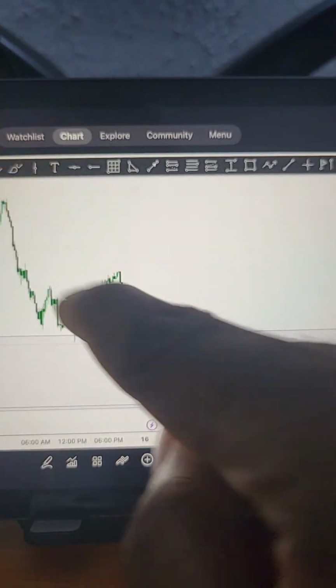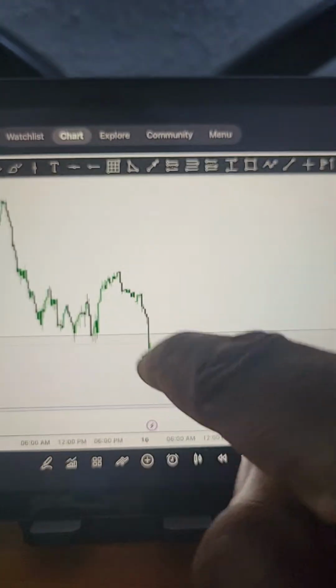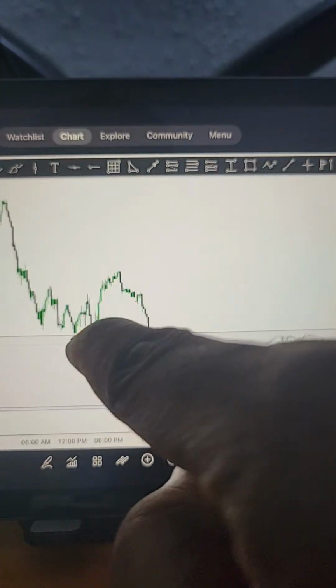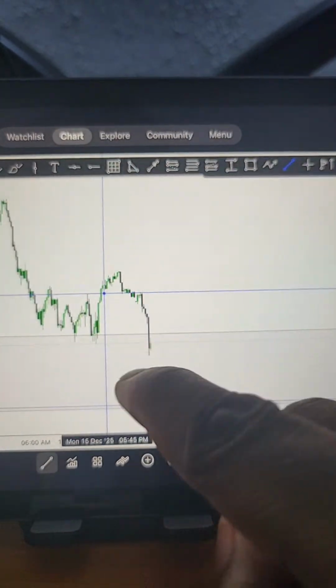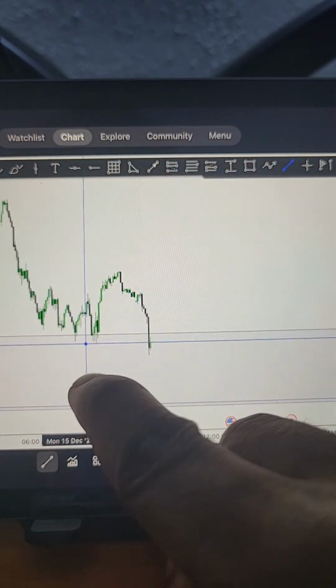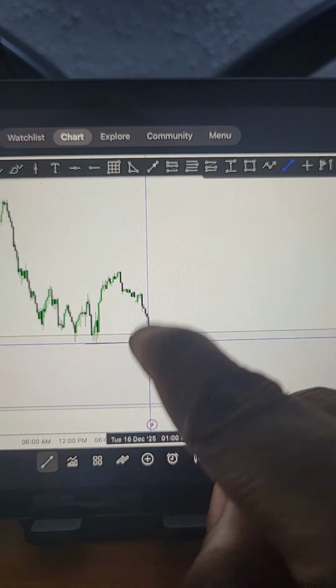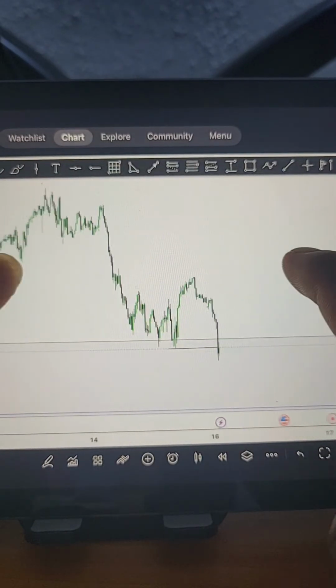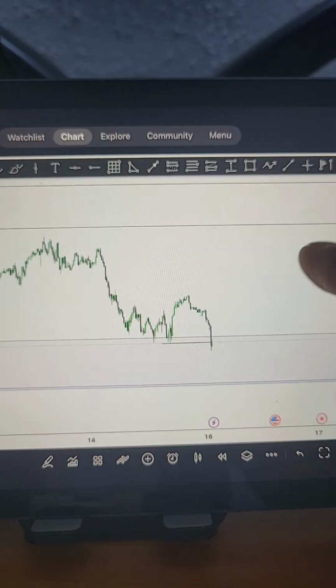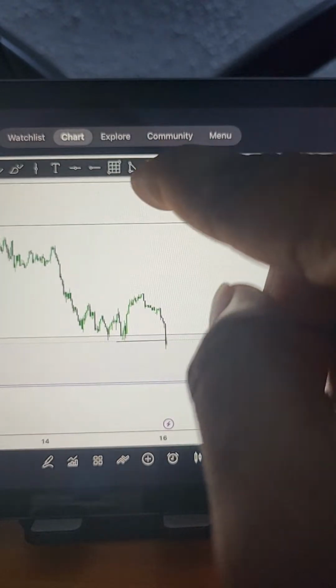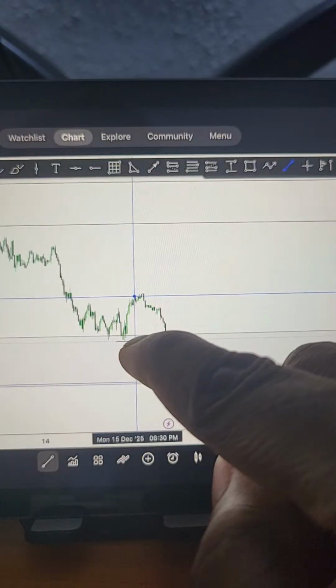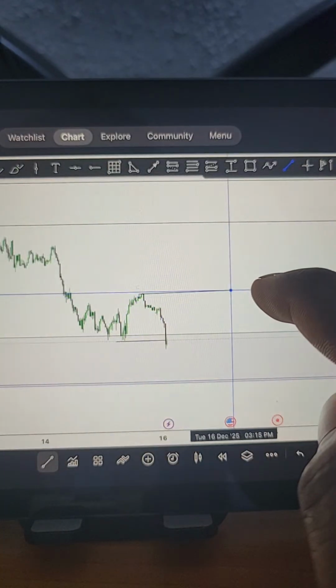So you can see that price is very much bearish. You can see it broke structure again here. So price broke structure again there. So my recent high is here, this high before the break of structure.